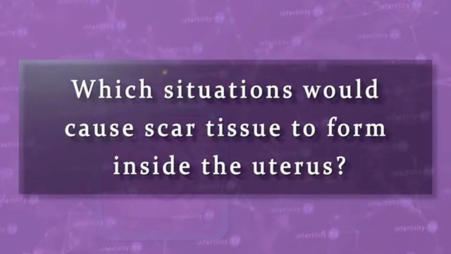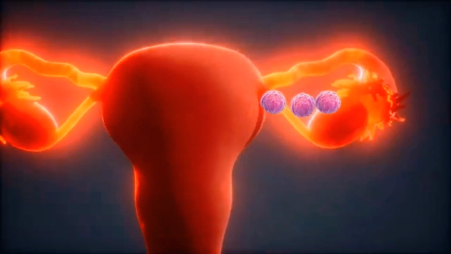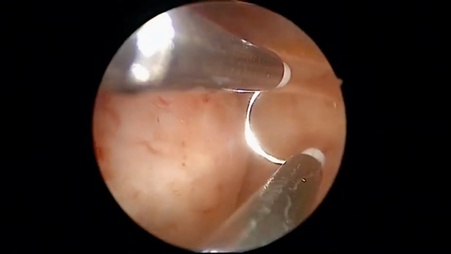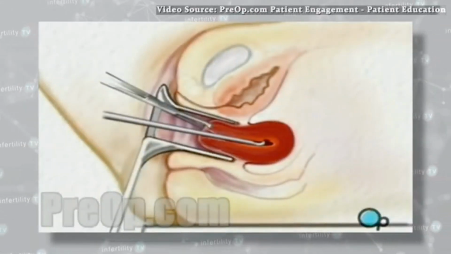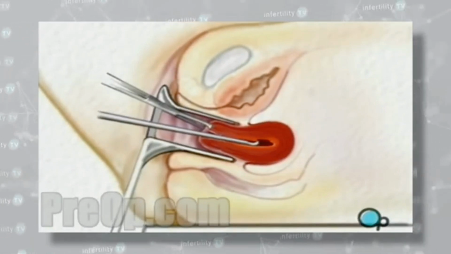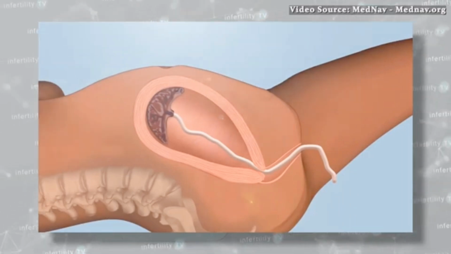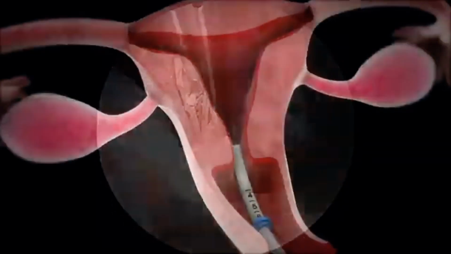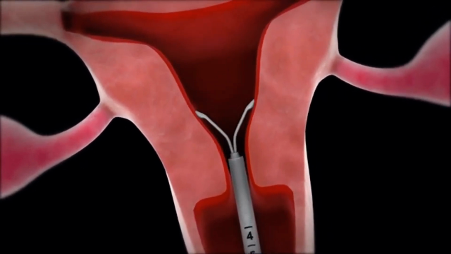Which situations would cause scar tissue to form inside the uterus? Number 1, bacterial infection that affects the uterine lining. Number 2, surgery performed on the inside of the uterus. For example, a procedure to remove a polyp or fibroid can result in scarring. Another type of surgical procedure called a D&C, or dilation and curettage, can also cause scar tissue. It is most likely to cause a problem if a D&C had to be performed after a delivery or a miscarriage because there was placental tissue that remained in the uterus. Number 3, rarely the presence of an intrauterine device may result in adhesions within the uterus.